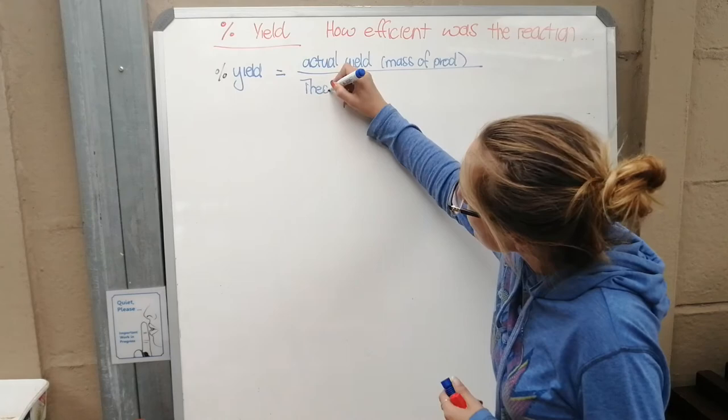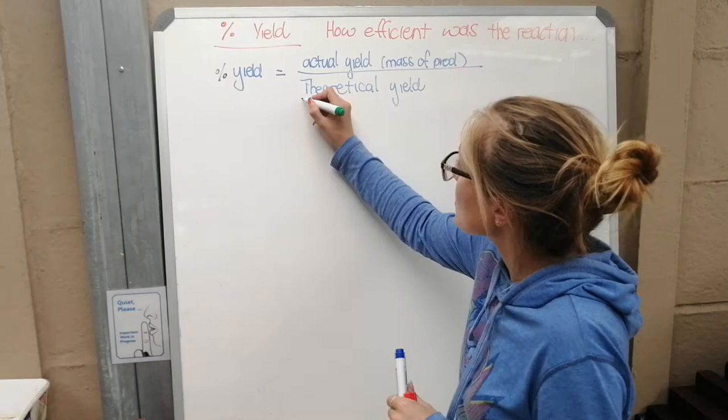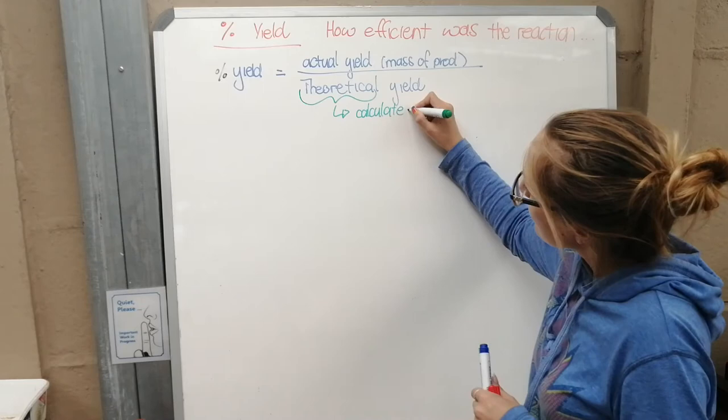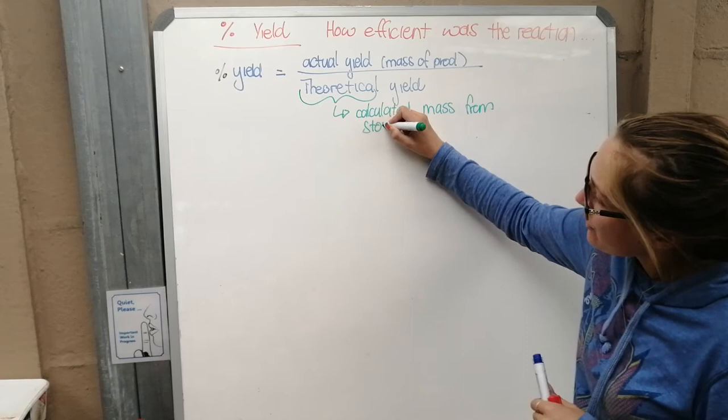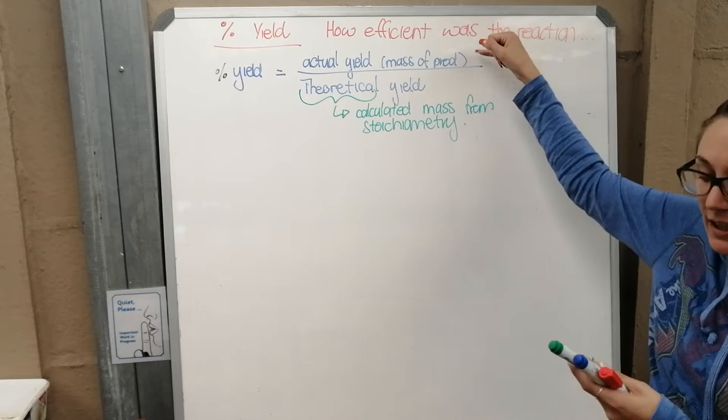yield. The theoretical yield is what you would have calculated, the calculated mass from stoichiometry. So those stoichiometric calculations we've been doing. The theoretical yield is basically, on pen and paper, what should we get, versus in real life, what did we get? And because it's a percentage, we are going to times that by 100.